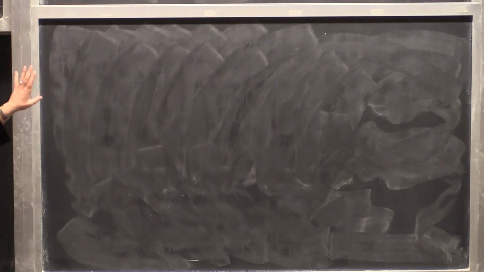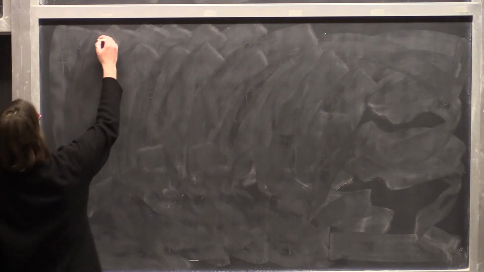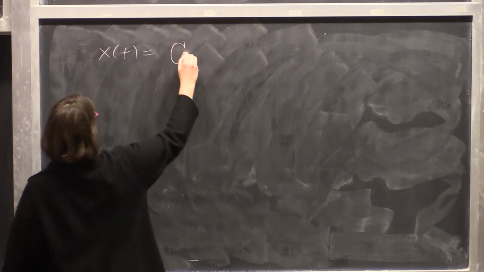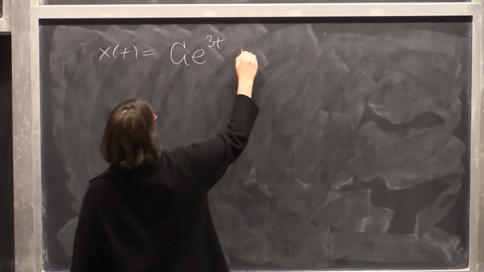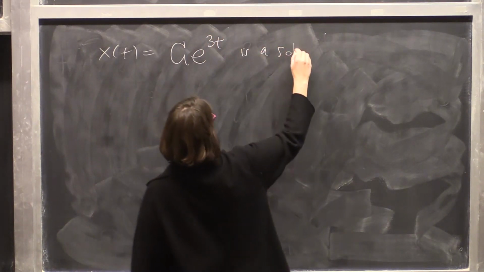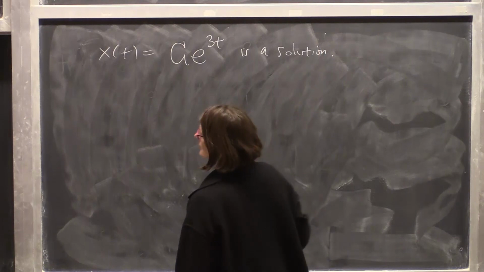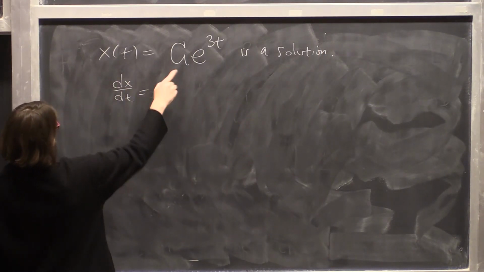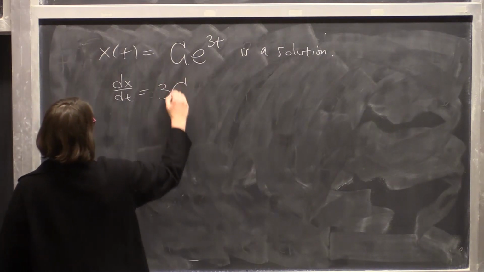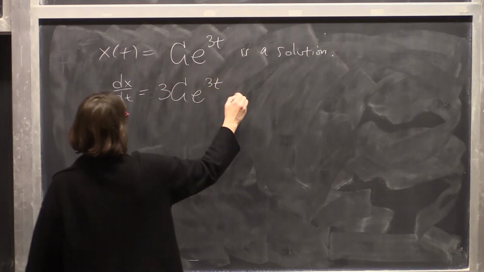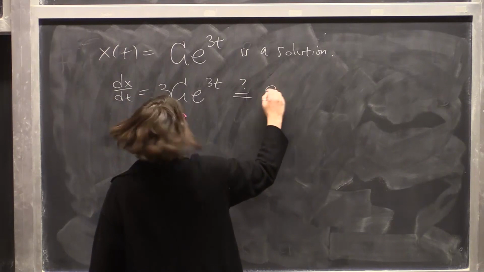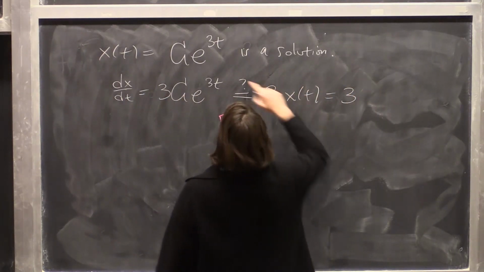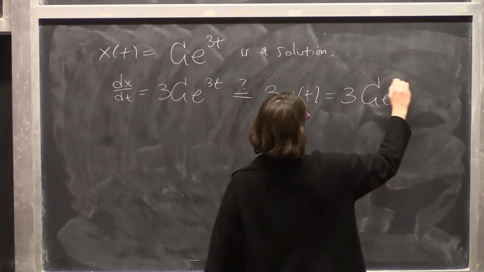We seek a function for which that is true, and x of t equals any constant c times e to the 3t is a solution. dx/dt for this particular function would be 3c e to the 3t. We want to know if that equals 3 times x of t, which is 3 times c e to the 3t.